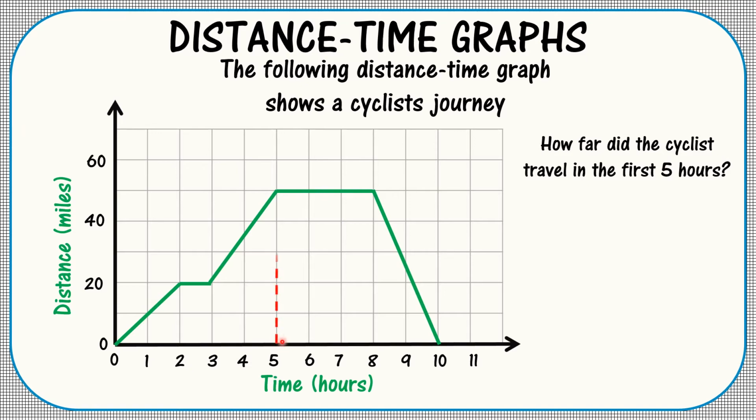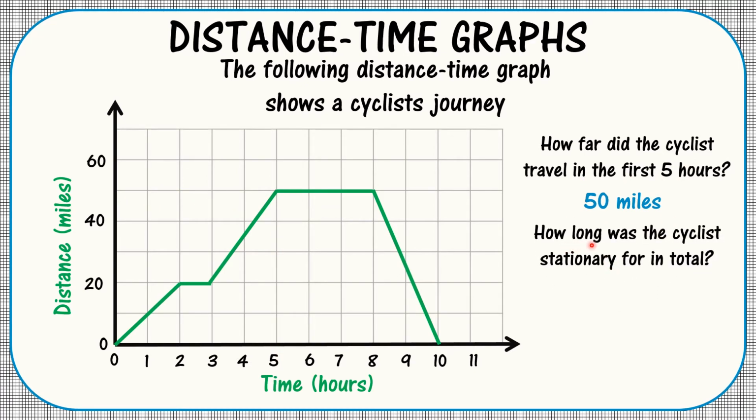What you do is draw a line at 5 hours and you go across until it hits distance. As you can see, this mark is between 60 and 40, so this will be 50 miles. So how far did the cyclist travel in the first 5 hours? We would say it is 50 miles.